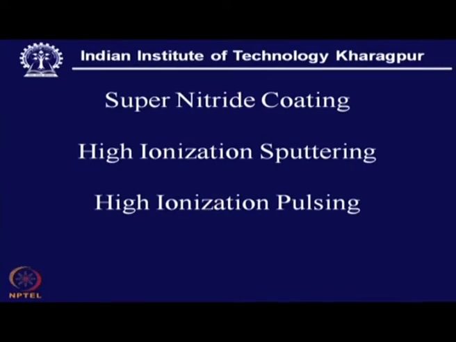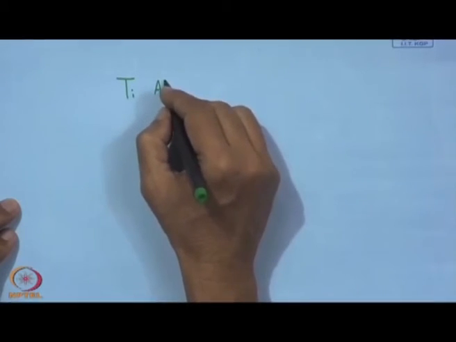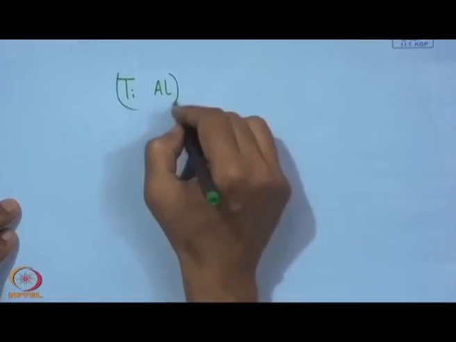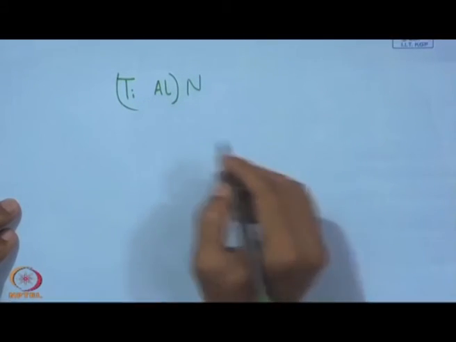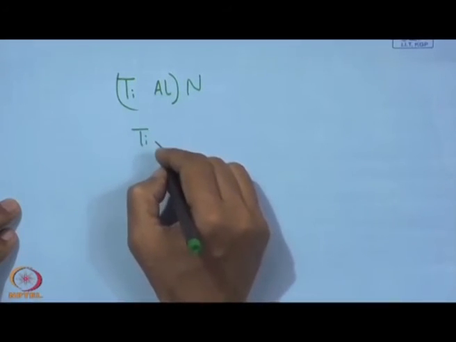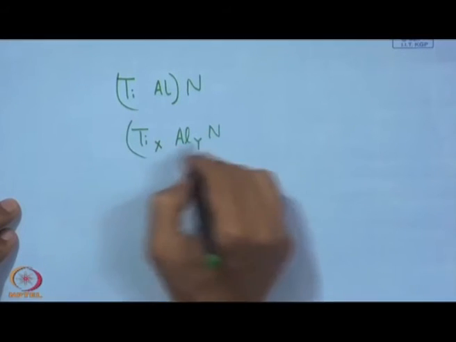Now comes super nitride coating using high ionization sputtering and high ionization pulsing. So, it is actually nitride coating which is indeed a very promising tool coating that is given by this titanium aluminum nitride. Now, here comes the question, what is the percentage? This is X and this is Y and this is N.